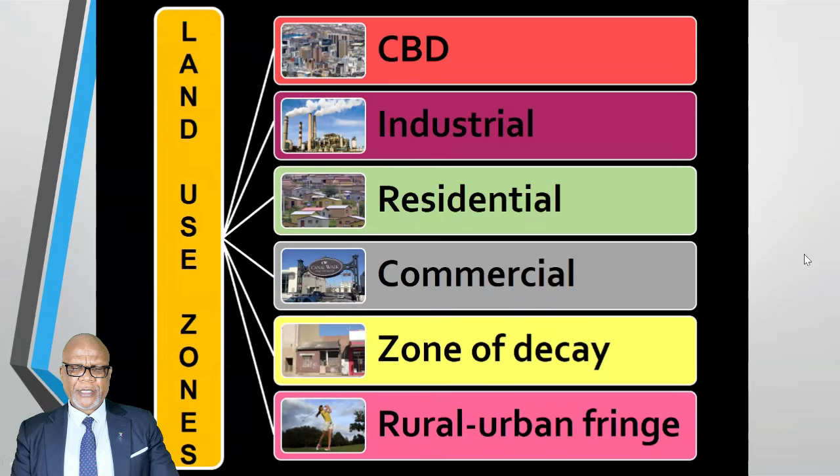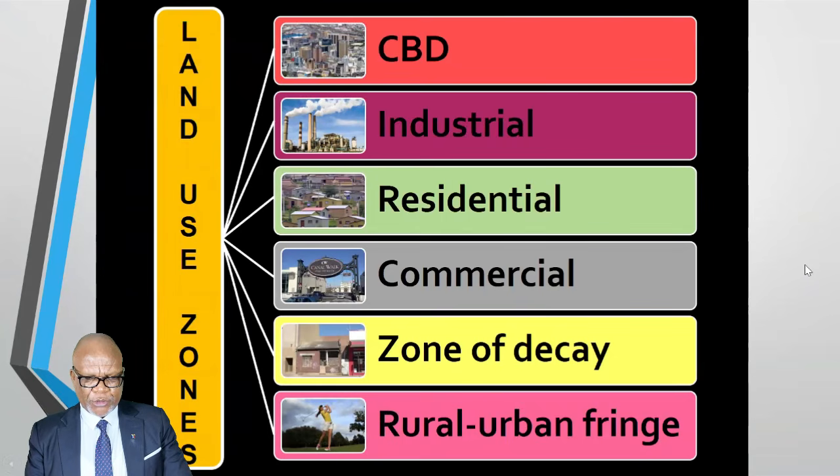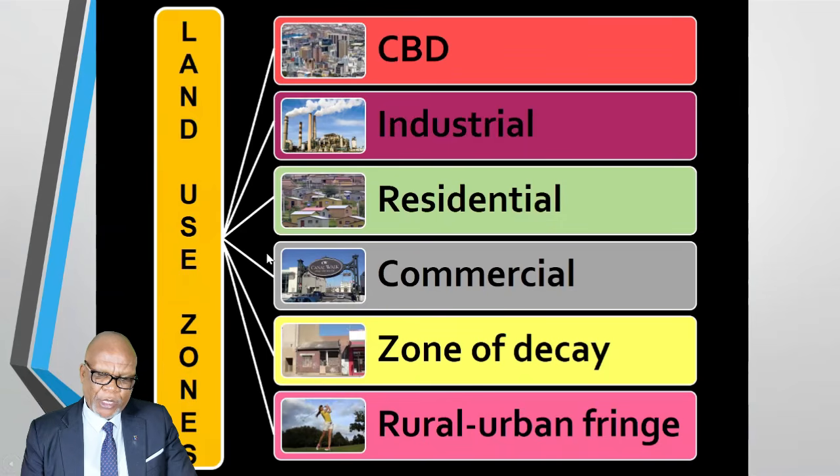And now we look at the land use zones. So we spoke about land use in urban areas and in rural areas, which is a particular use of the land. But now in urban areas, when talking about a land use zone, it means a particular area of an urban area that is used for a specific function.